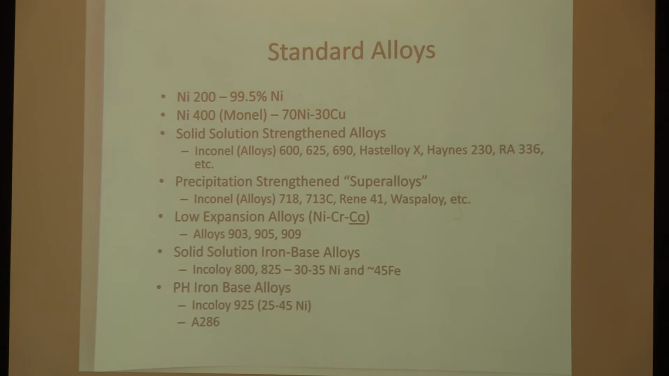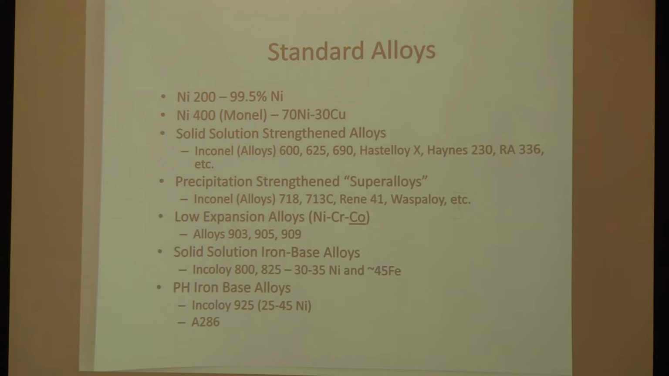Some of the other solid solution strengthened alloys are Hastelloy X, Haynes 230, and RA 336. The next main group is the precipitation strengthened alloys, which includes alloy 718 and 713C. There are alloys called Rene alloys, such as Rene 41, and Waspaloy alloys. These are all strengthened by precipitates that form during the heat treatment of the alloy. They are called superalloys because of the high strength that can be achieved and the high heat and corrosion resistance they can withstand.